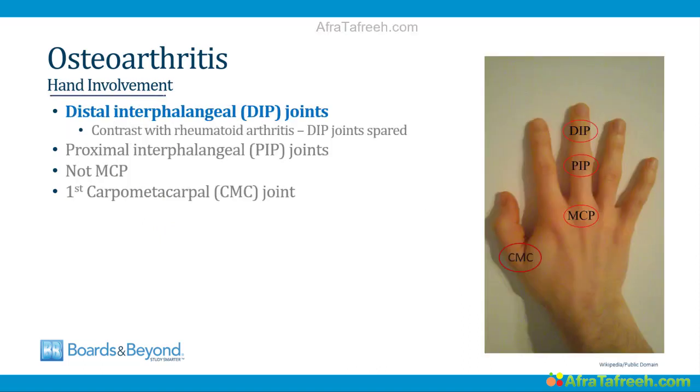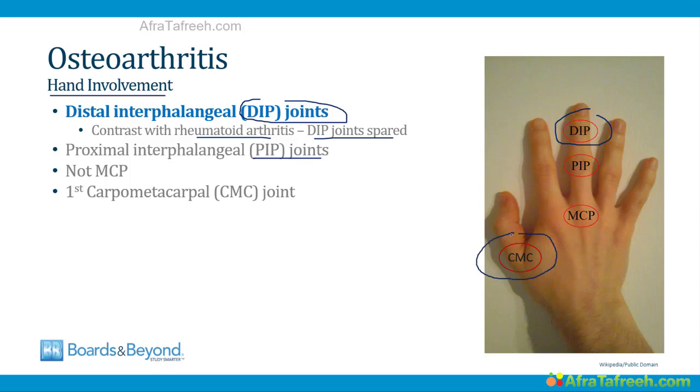In the hands, osteoarthritis classically involves the distal interphalangeal or DIP joints, and it's very high yield to remember this, and that's because in rheumatoid arthritis, the DIP joints are almost always spared. We'll talk about rheumatoid arthritis later in this video, but in a board question, if the DIP joint is involved, that makes osteoarthritis much more likely than rheumatoid arthritis. You can also have involvement of the PIP joints, but not the MCP joint, and then the first CMC joint, which is the joint at the base of the thumb, is also a classic location for osteoarthritis.